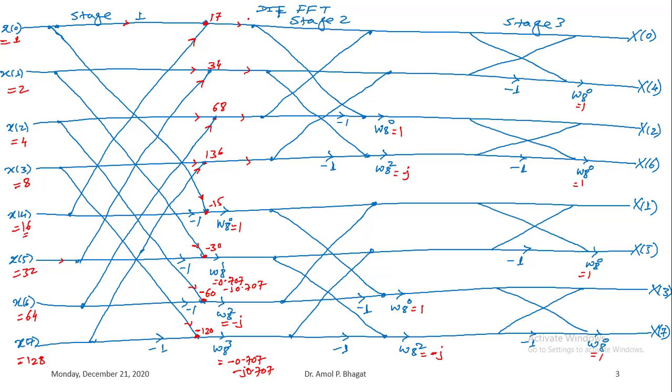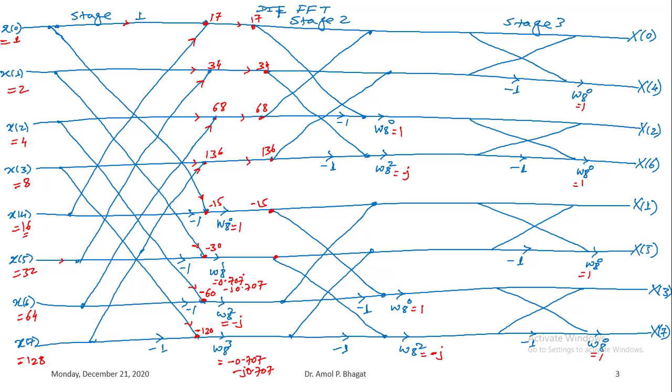So here input will be 17, then 34, then 68, 136, right? But here this minus 15 getting multiplied by 1 Twiddle factor, so it will be minus 15 only here, right? Input. So here also I'll write these inputs. 17 will be as it is, 34 will be as it is, 68, 136, right? But here these outputs are getting multiplied with this Twiddle factor, so it is minus 15. Then you will be multiplying minus 30 with 0.707 minus j 0.707.